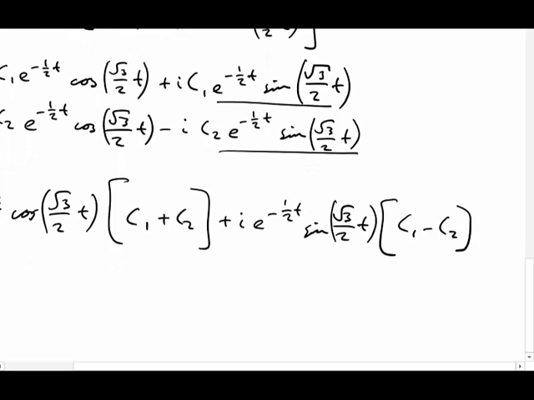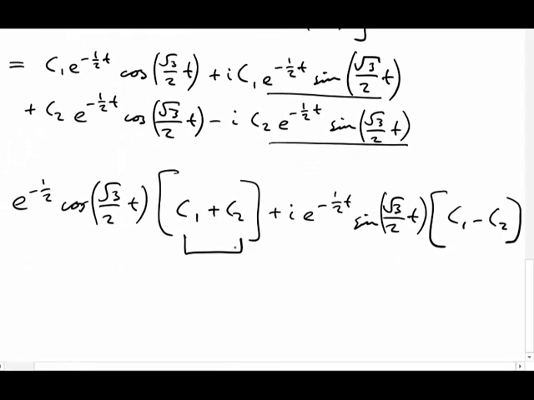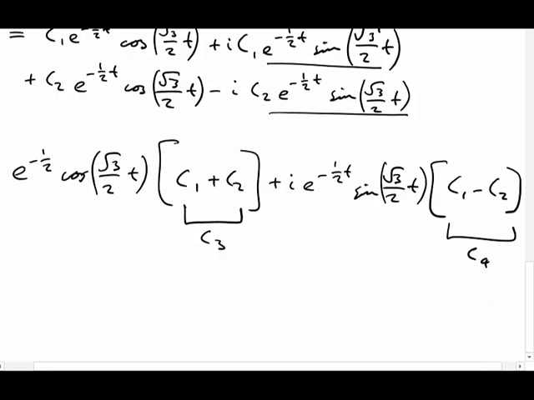So if I just let c1 plus c2, two constants added together, it's just going to be another constant. So if I just let that thing equal c3. And likewise, similar logic: two constants taken away from each other is just going to be another number, which is going to be treated as another constant, so I'm just going to call that c4.